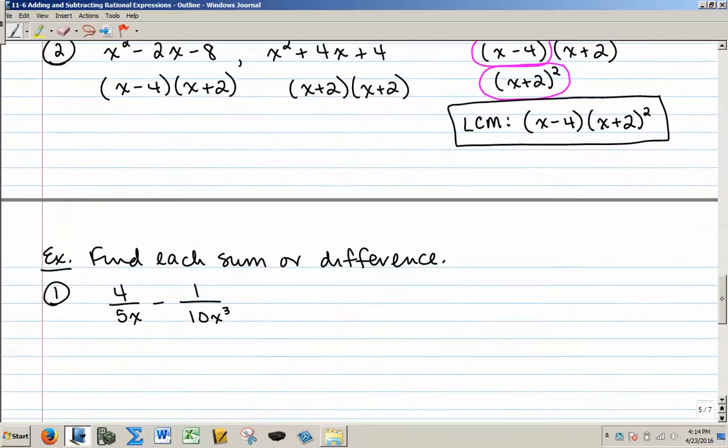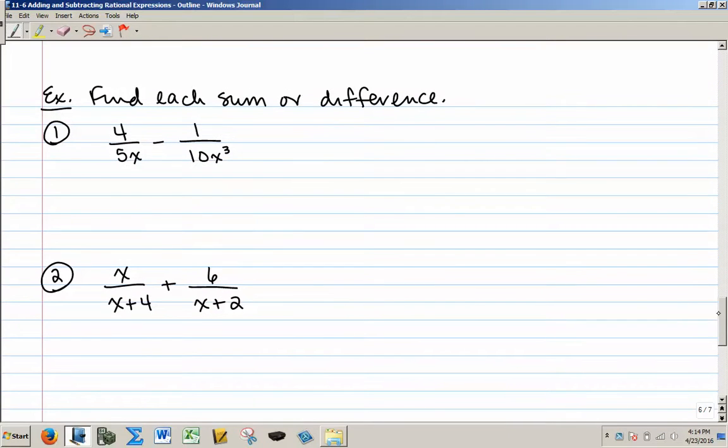So let's use this to solve a couple addition and subtraction problems. So we need to find each sum or difference. So I have 4 over 5x minus 1 over 10x cubed. So what would my common denominator be? What would my least common multiple be?